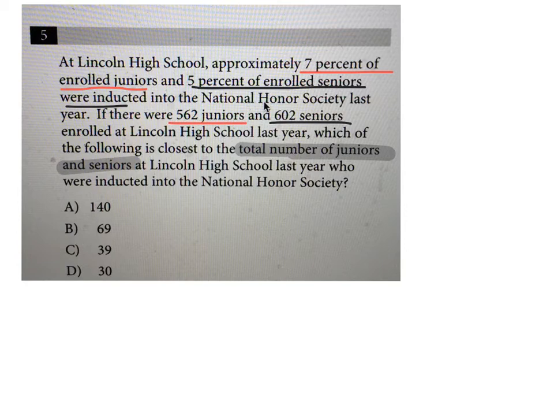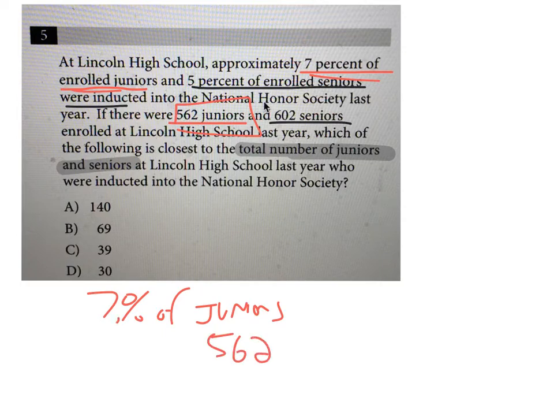Okay, so it says 7% of the juniors are in the Honor Society, and they told you that there were 562 juniors. We're going to do 7% of 562, and 7% is 0.07. So we're going to do 0.07 times 562.